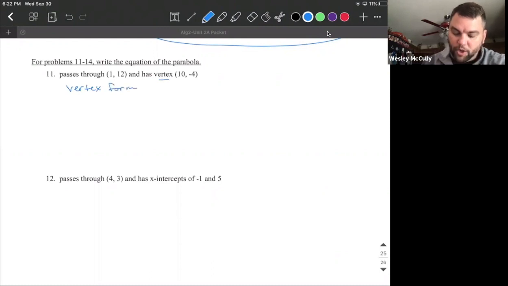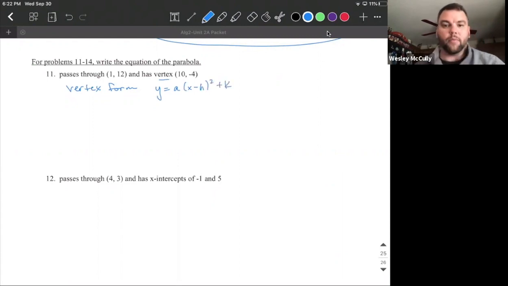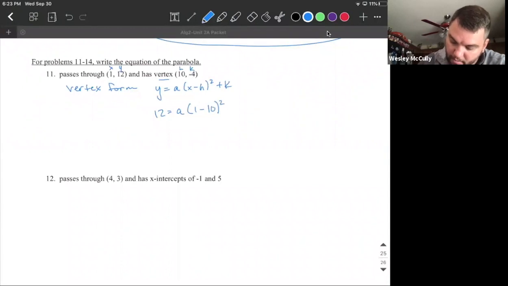Now since we're using vertex form, we have to think about what values are in the vertex form. y equals a times (x - h) squared plus k. So here's the beauty of this. They already gave us the value of x and the value of y and the value of h and the value of k. All we have to do is find a. So I'm going to plug those numbers into the equation. 12 equals a, the thing I'm trying to find, times (1 - 10) quantity squared minus 4. And now I have an equation that I can solve for a.